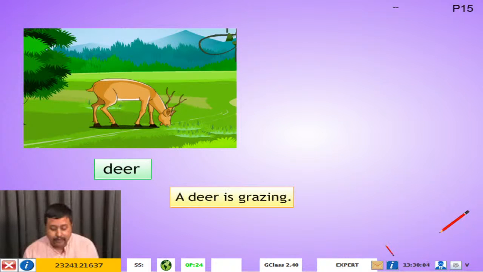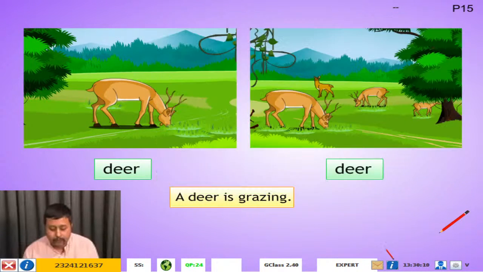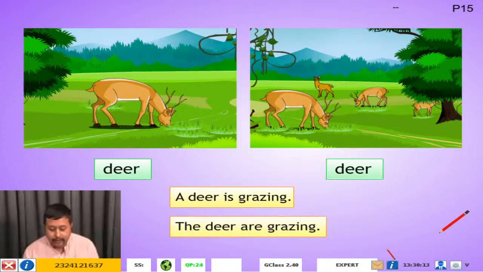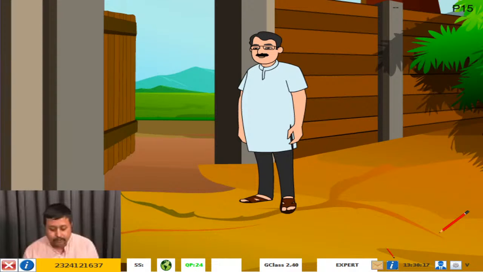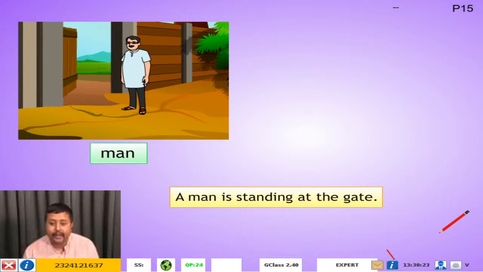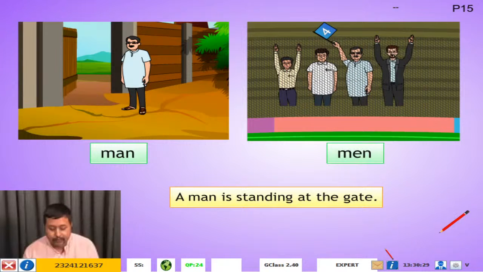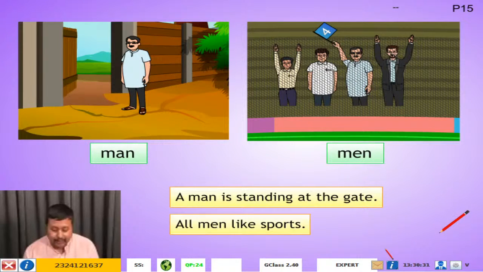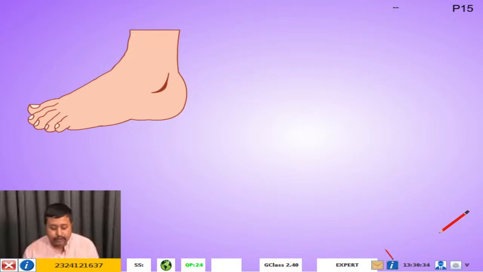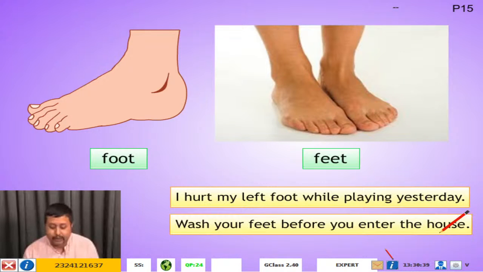This is deer. A deer is grazing. Then deer, deer are grazing. Right? Man, a man is standing at the gate. Then what can we see? We can see men now. So what can we say? All men like sports. This is foot. I hurt my left foot while playing yesterday. And this is what? Feet. Wash your feet before you enter the houses.